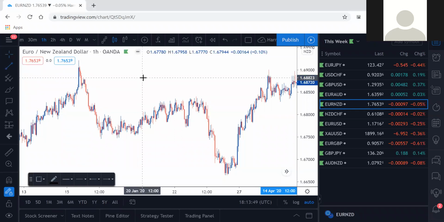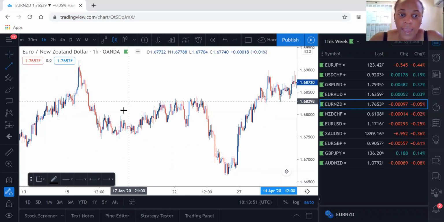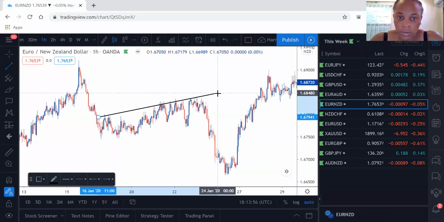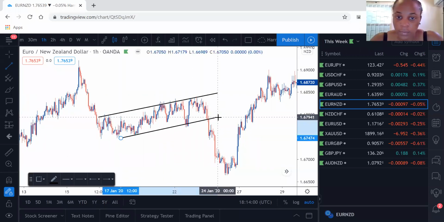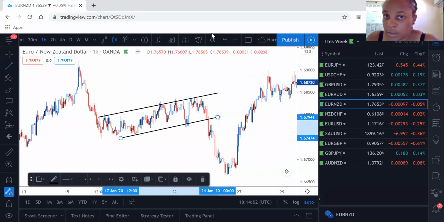So in a case like this, again, if you're unsure, use a trend line. The top, and you could also use a trend line for the bottom if you desire, right? To just identify first before you go and apply the tool.